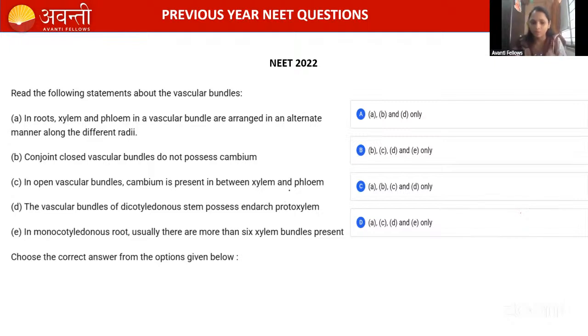They are closed. Okay. Then see, in the open vascular bundles, cambium is present between xylem and phloem. Option D, vascular bundles of the dicotyledon stem possess the endarch protoxylem. And in option E, in the monocotyledon root, usually there are more than 6 xylem bundles present. Polyarch condition in the monocotyledon root. Okay. So now you can choose the correct statement. This question was asked in NEET 2022. You have to tell me the correct option from these statements.